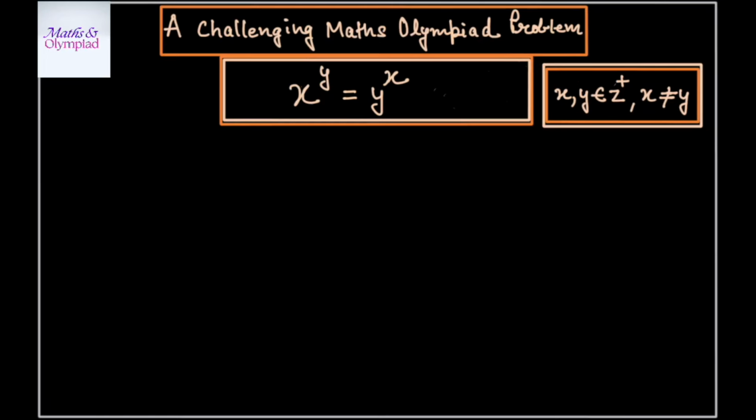If x is equal to y, the equation will always hold true. For example, if x and y are equal to 1, then the equation will hold true. Similarly, you can plug in any positive integer in the equation and the equation will always hold true. But we have a condition here that x is not equal to y. So on that note, let's start our video by writing the solution.